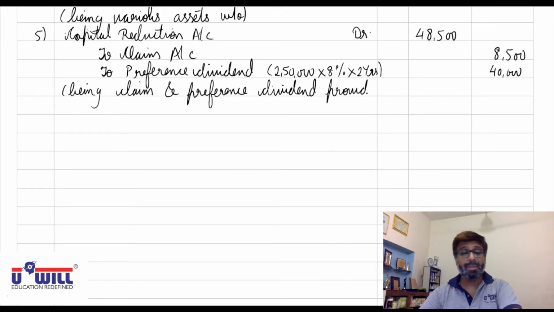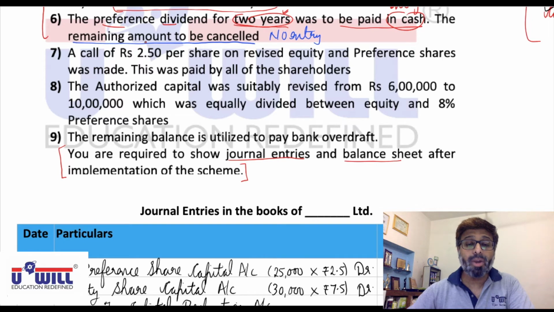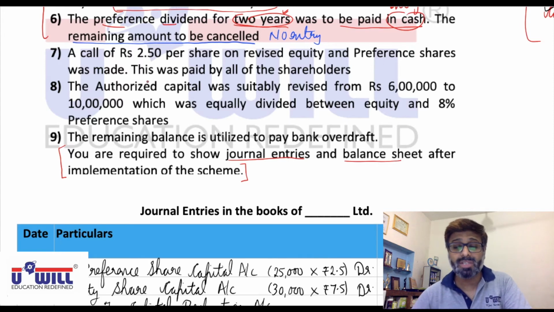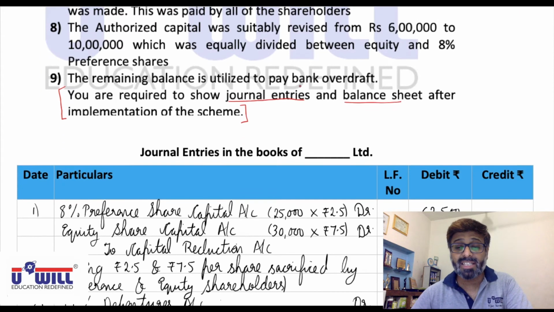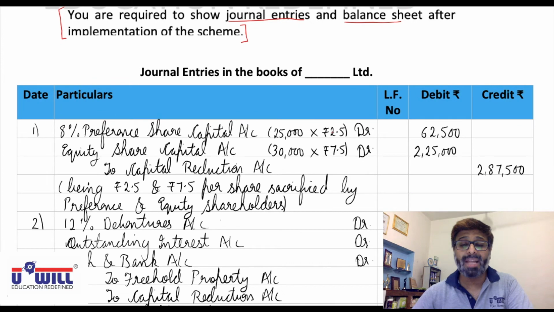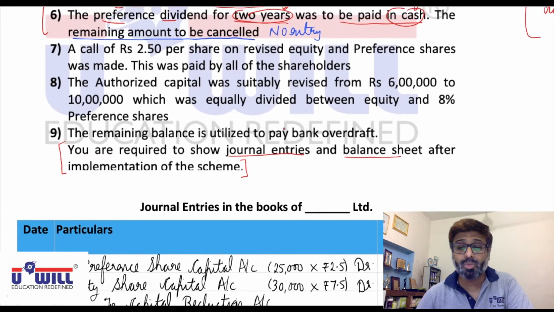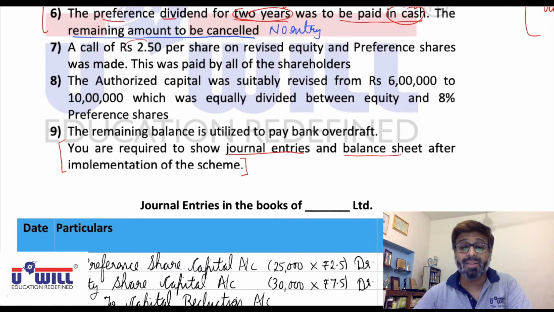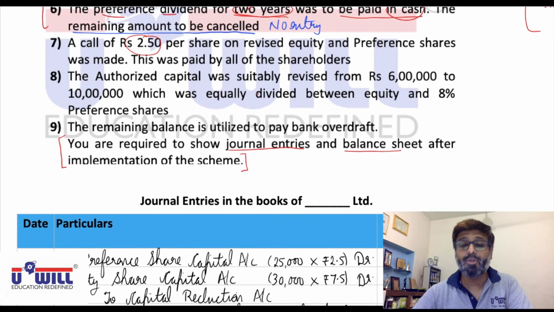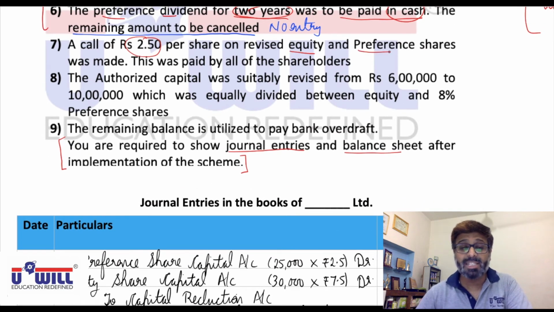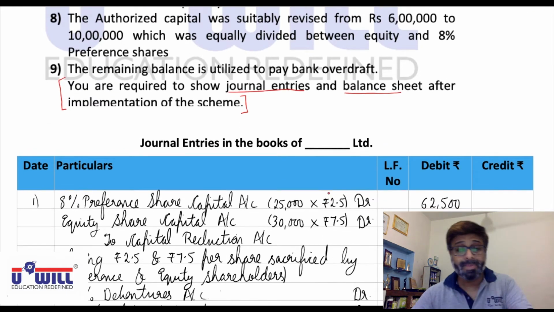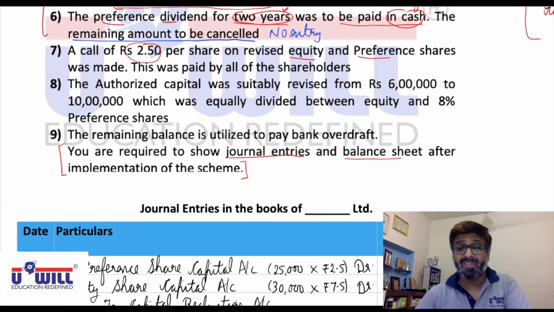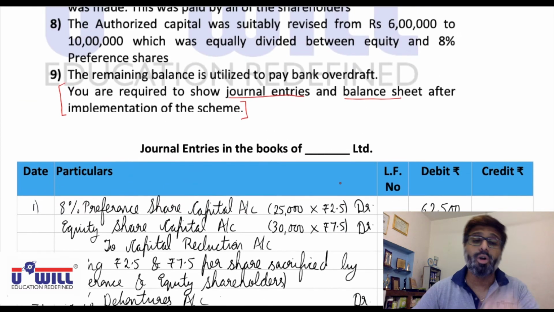Now for its payment, 2.5 per share on revised equity and preference shares was made, and this was paid by all the shareholders. We have seen that they've sacrificed 2.5 and 7.5 rupees. From that, this 2.5 is called completely by the company, and from this 7.5 for both equity and preference we have called the money. Preference sacrifice 2.5, that money company calls again. Equity sacrifice 7.5, from that 2.5 company again calls.